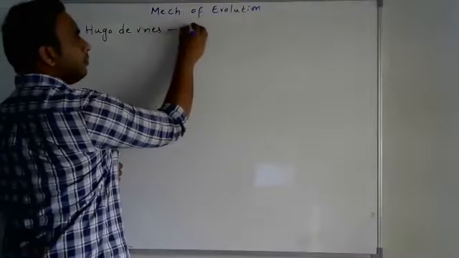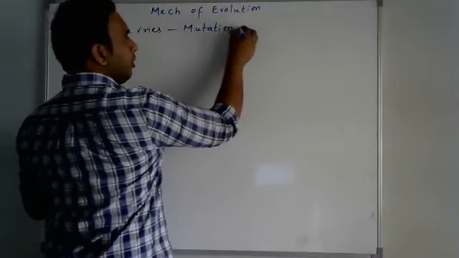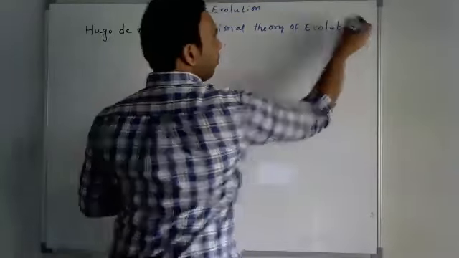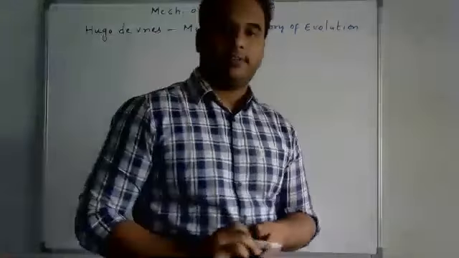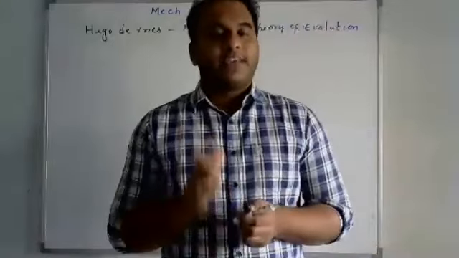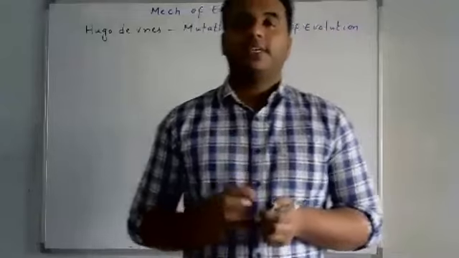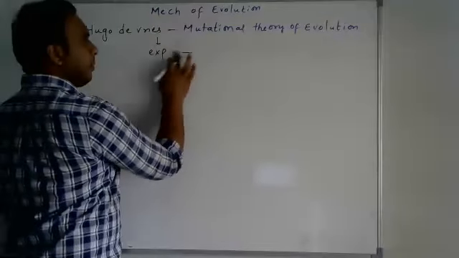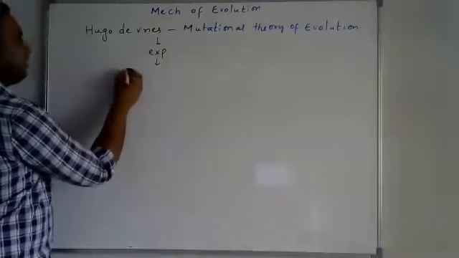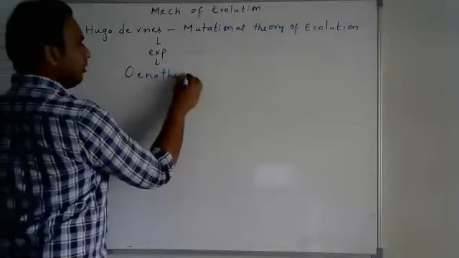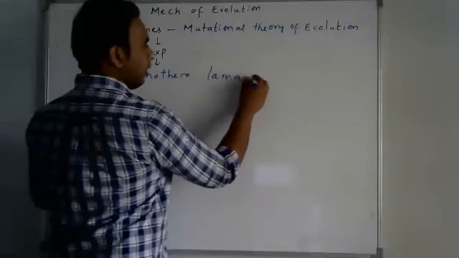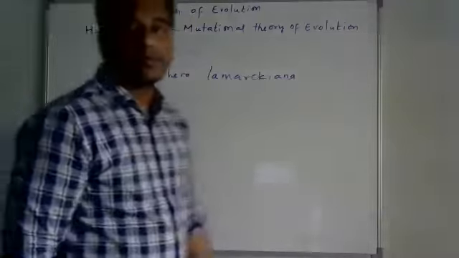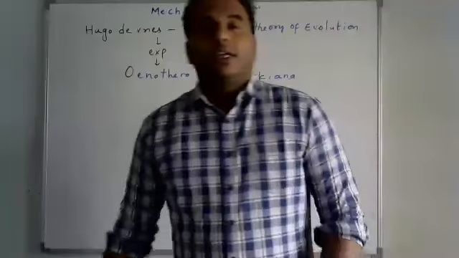Mutational theory of evolution. Hugo de Vries conducted some experiments on a plant, that is Enothera lamarckiana, the evening primrose.